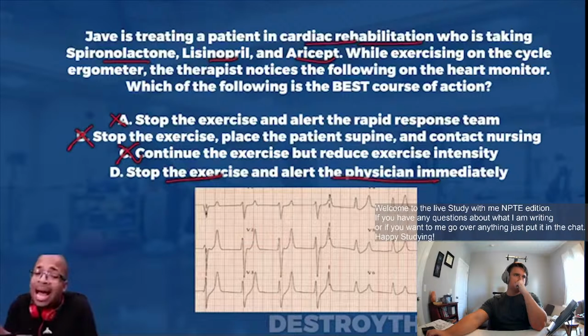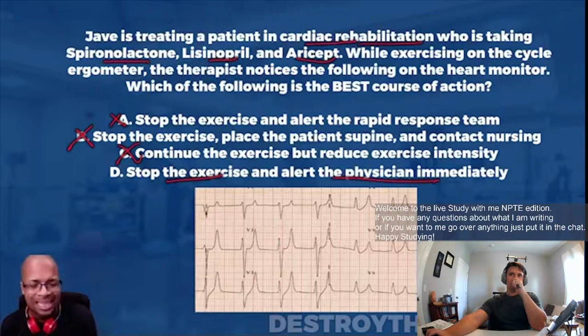Now, you may be like, but C, can't you just continue the exercise or reduce the exercise intensity? I mean, how do we know that this is a new thing? Or, is it that bad to just continue with the exercise? The reason why I don't like C, another reason, is that if we just continue the exercise but reduce the exercise intensity, we haven't done anything for this reading of the hyperkalemia. The fact that that just showed up on the EKG, we're not addressing it at all. And so that's a problem.